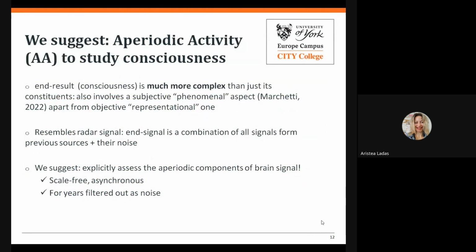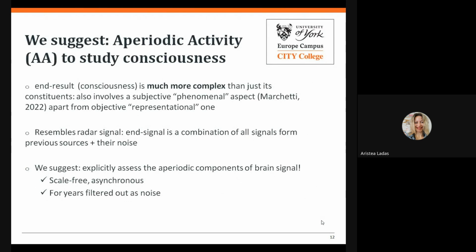And then we go on to suggest that maybe apart from oscillatory activity, we could assess the brain's aperiodic activity while being awake and while falling asleep and during sleep, which may provide us with that subjective information that is still missing from those theories.